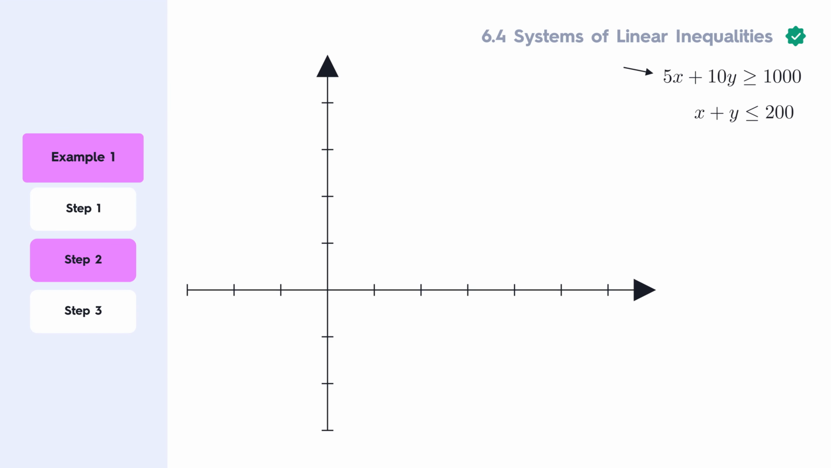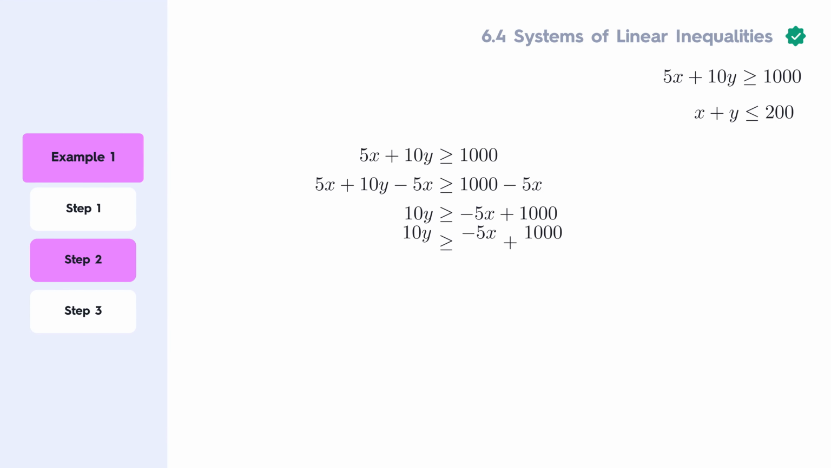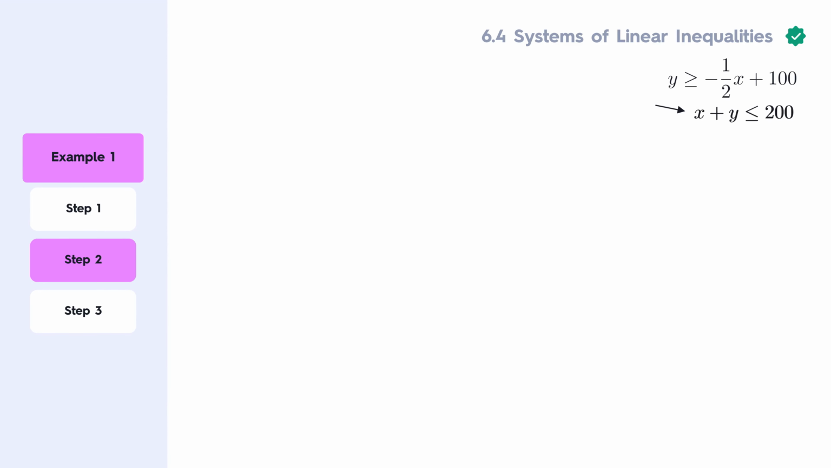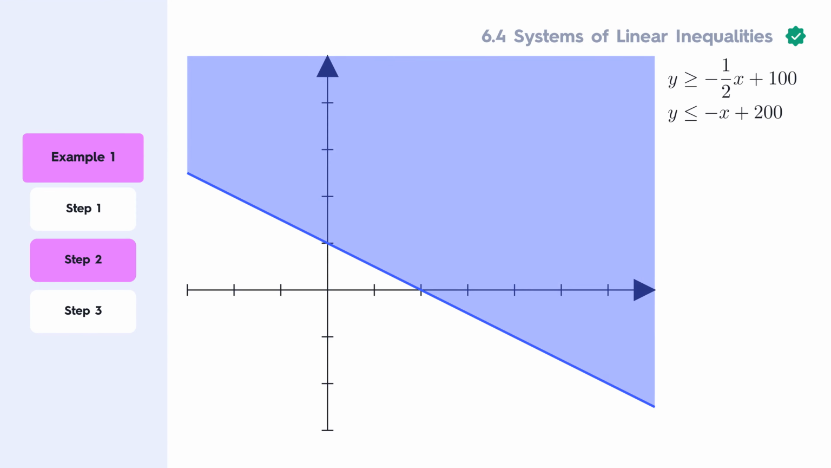Let's start with the first inequality. To graph this inequality, let's first rewrite it in slope-intercept form: y equals mx plus b. While we're at it, let's do the same for the second inequality. Now, we'll plot the first inequality on a coordinate plane, using a solid line since greater than or equal to includes the boundary line. Then, we'll shade above the line to represent the region where y is greater than or equal to -1/2 x plus 100.